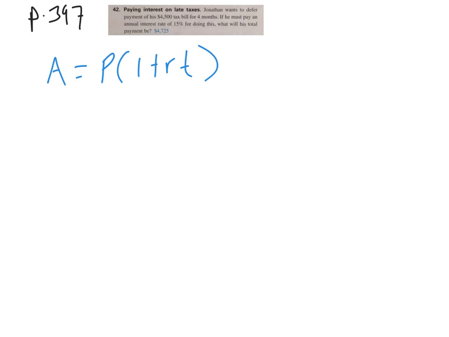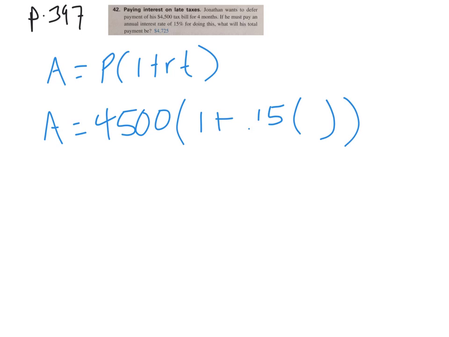So, first let's plug in what we have. 4,500 is our original bill. That's the principal. And then 1 plus. Now for R, it's annual interest rate. It's 15%, so I'm just going to call it 0.15. And that is yearly. So what we're going to have to do is we're going to have to make our 4 months into years.